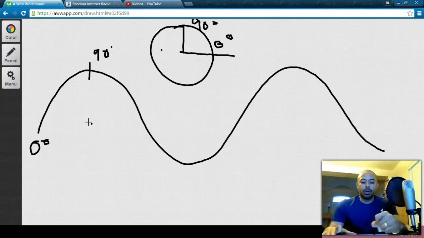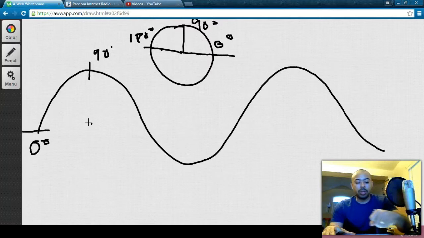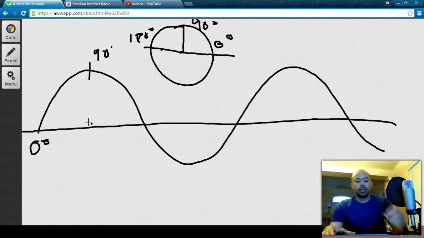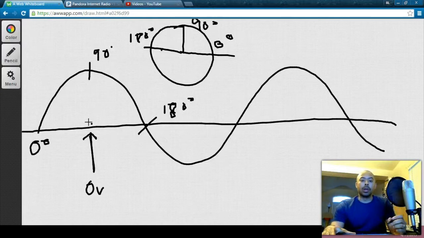So continuing on, when we get to 180, we are here, and sorry, I'm going to put in a 0 line, the point of 0 potential. Anytime the waveform crosses this line, you are at 0 volts. So at 180 degrees, you're going to hit right here. You will be at your 0 volts, and it doesn't matter what voltage it is, at 180 degrees, you are at 0.